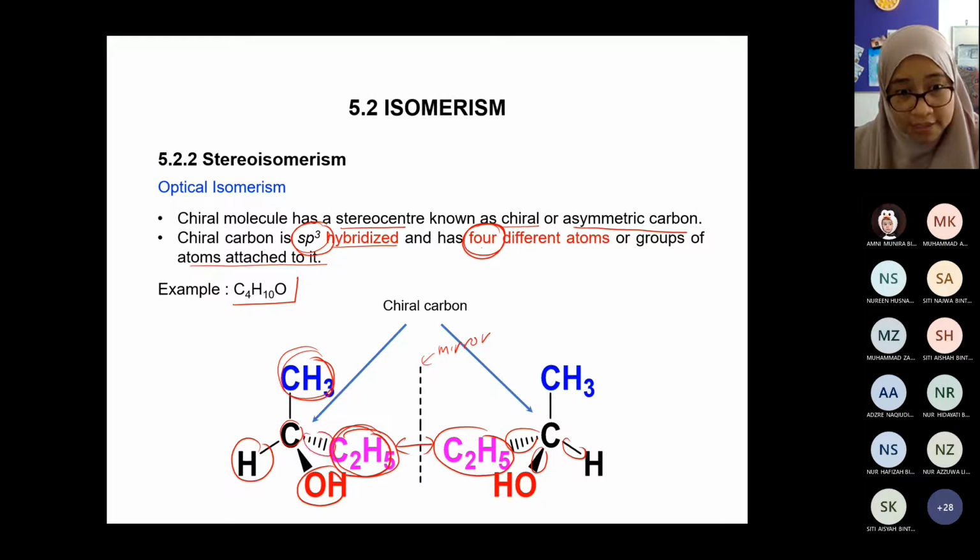Nampak? Exactly. Dashes on the original molecule must be attached to C2H5. Same goes to the mirror image, is also attached to C2H5. The wedge line is attached to OH. See? Original pun wedge OH. Okay, tapi yang ni nanti you nak tukar jadi solid line ke apa ke, that doesn't matter. Like I said, dia sentiasa berputar, dia sentiasa berrotate, ataupun it is always in rotating motion.